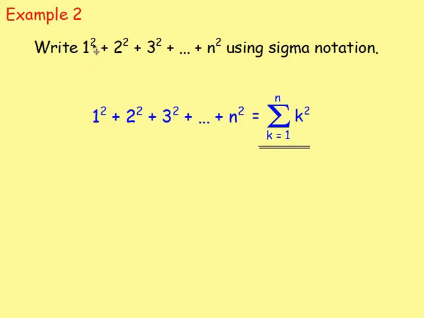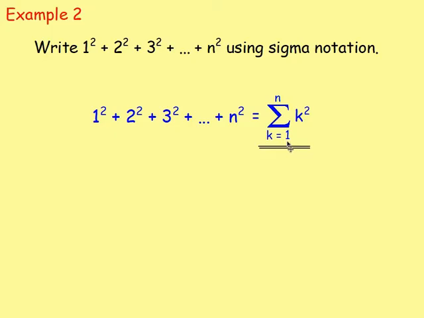Well, because you've got 1 squared plus 2 squared plus 3 squared plus all the way up to n squared, you can see you're taking a value and you're squaring it. You're taking the value above that and you're squaring it. The value above that, you're squaring it, all the way up to n squared. So the way you would write that is the sum of, you're taking a value, call that k, and you're squaring it. The value you're starting with is 1, which is why it says k equals 1.